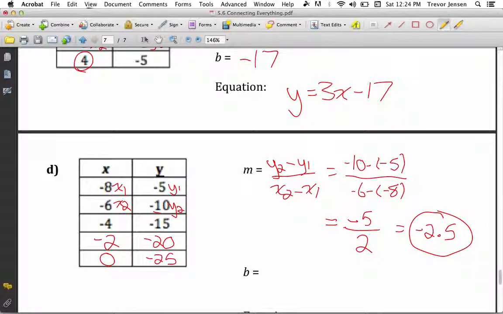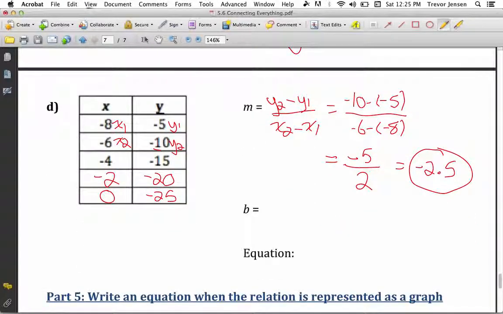So as x increases by 2, y should go down by 5. And look at our table of values. That's exactly what's happening. As x increases by 2, so it goes from negative 4 to negative 2, y should be going down by double our constant of variation. So double 2.5 is 5. It goes down by 5. It goes from negative 15 to negative 20. So that's exactly what's happening. That's why you see this pattern in our table of values.